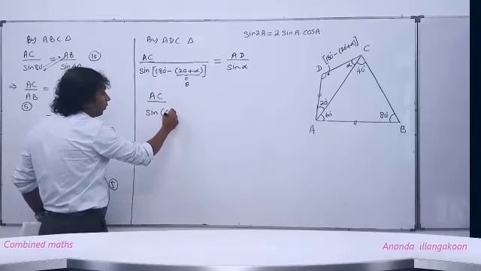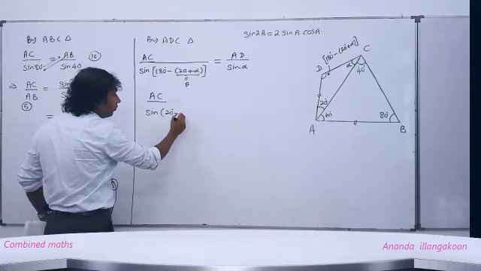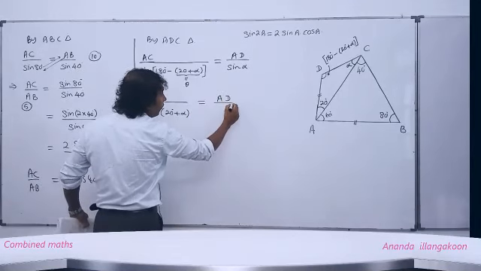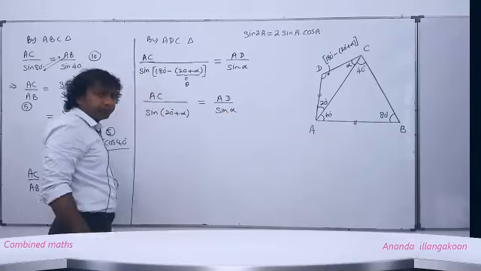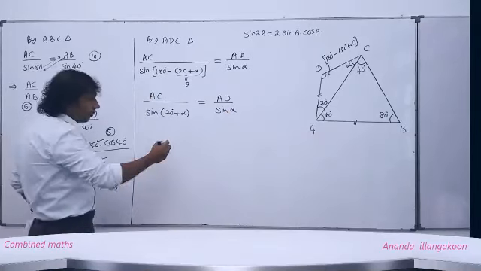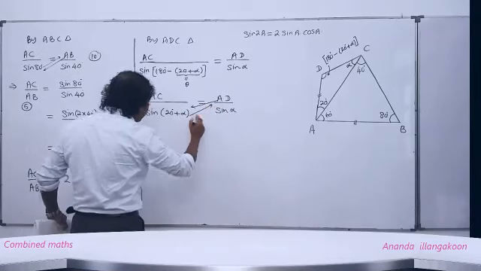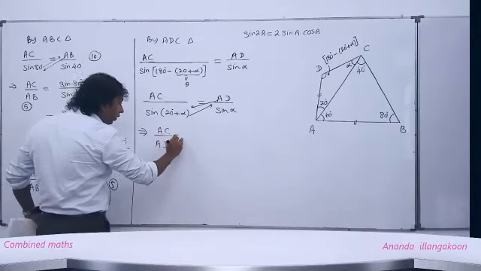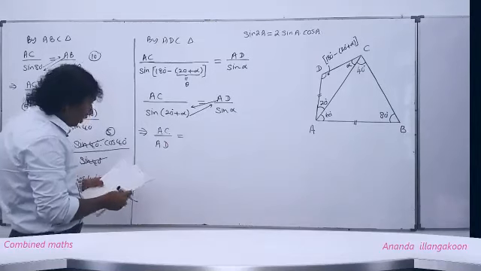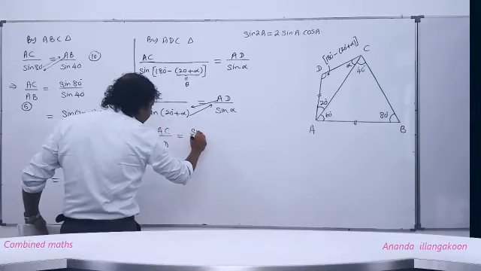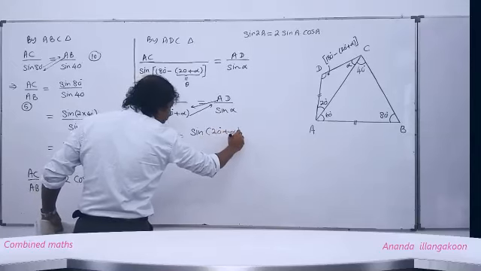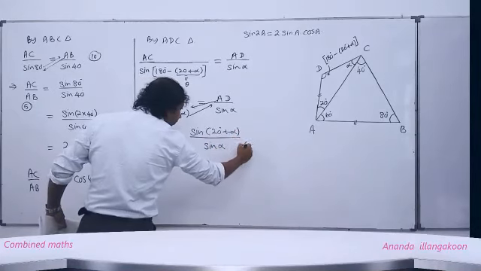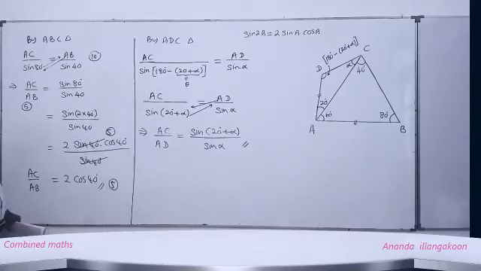Then we get AC divided by sine 20 plus alpha equals AD divided by sine alpha. Then by cross multiplication, bringing this way and this way, we get AC divided by AD equals the required answer: sine 20 plus alpha divided by sine alpha. This is how we take that second answer.